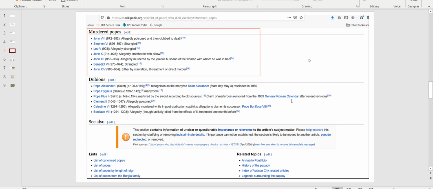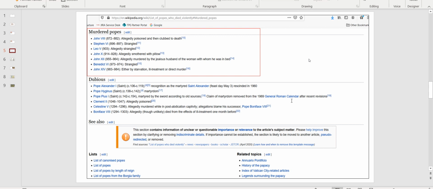So there are three popes in the history of Christianity who got strangled. Stephen the Sixth, Etienne Six in French. Sometimes the name changes from English to French. We have Leo V, Leon V, and Benedict VI, which is Benoit VI. Be careful, it's not the current Benoit.